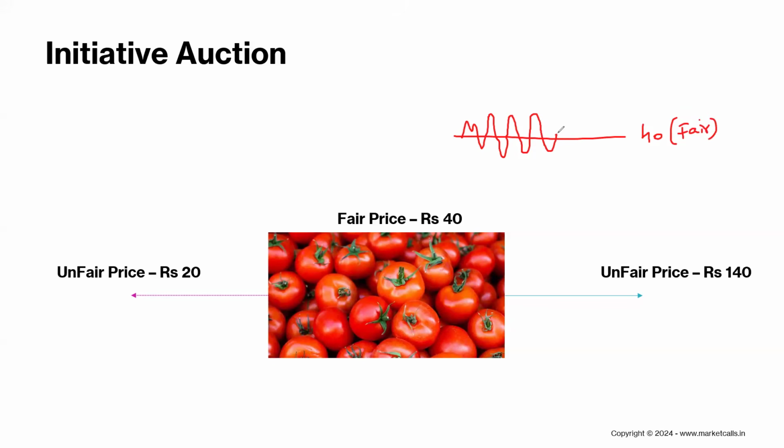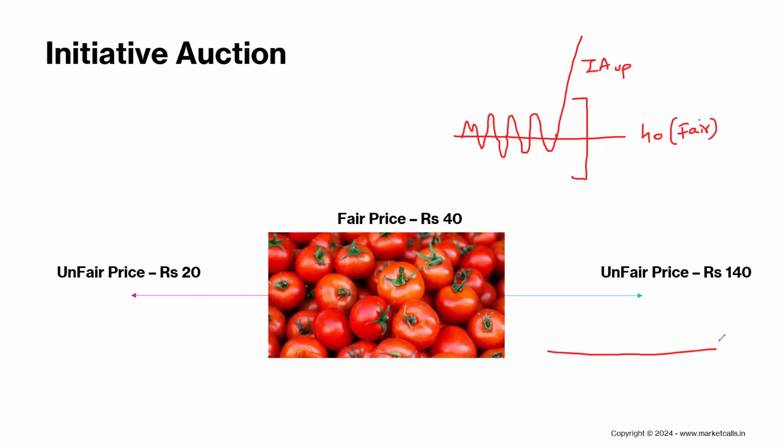But if the price is deviating away from the fair price, this is an initiative auction. Initiative auction is when price is pushed outside the value area, pushed outside the point of control. That is what the initiative auction is all about. So we can call this initiative auction up. An initiative auction can happen on the downside also. It's more of a trending price action.